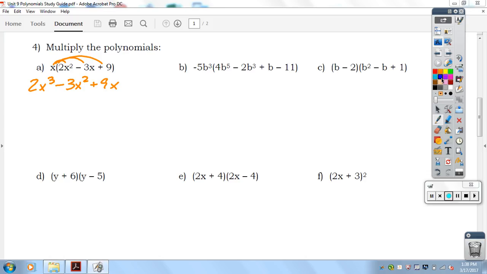B is also fairly easy, so I'm just going to distribute, whoosh, whoosh, whoosh, whoosh. Negative 5 times 4 is negative 20. B to the third times b to the fifth is b to the eighth. Remember, exponents follow different rules, so when I'm multiplying, they get added. Negative 5 times negative 2 is a positive 10. B to the third times b to the third is b to the sixth.